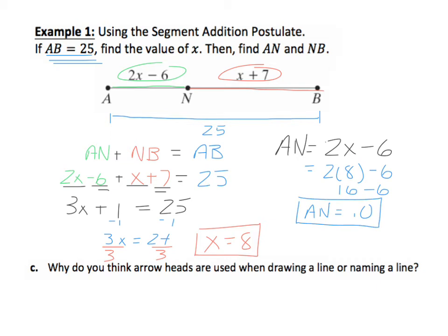Then we can do the same thing on the second segment, NB. NB is equal to x plus 7. We found x was 8, so just sub that back in. 8 plus 7, which is 15. So NB is equal to 15.